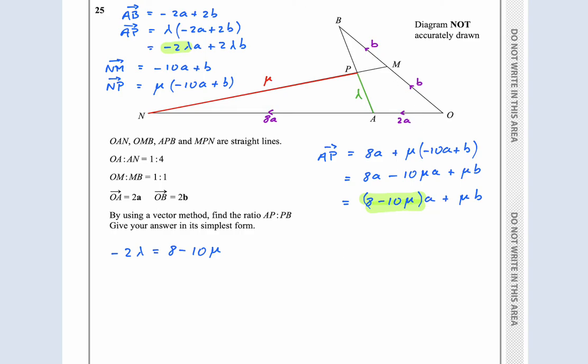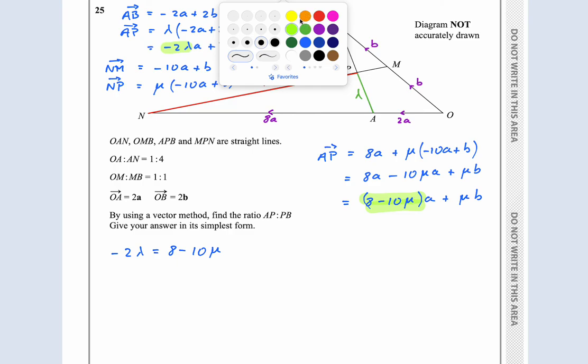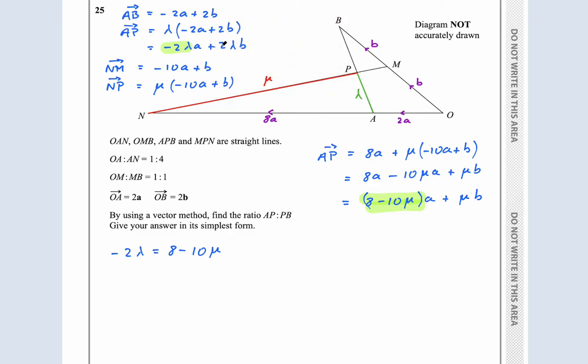And similarly, I'm missing my favorite color. Okay, similarly, the coefficient of b, 2 lambda, has to equal mu, because the a part of this has to equal the a part of this, and the b part of this has to equal the b part of this one. That is because the little a and the little b are the vectors. So minus 2 lambda equals 8 minus 10 mu, and 2 lambda equals mu.